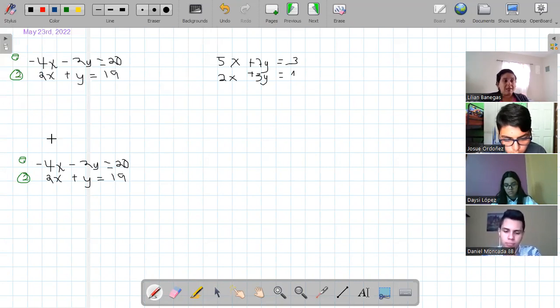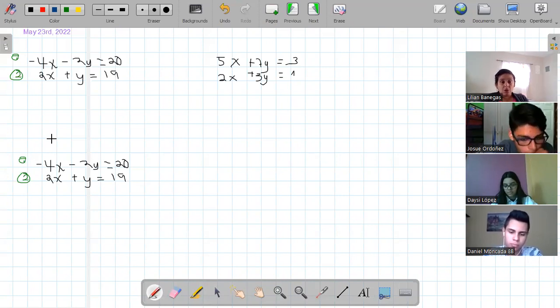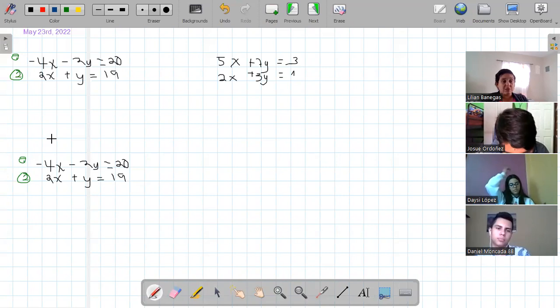Remember, we need to have one variable that has exactly the same number, but different signs. One positive, one negative. So we've got negative 4x minus 2y equals 20, and 2x plus y equals 19. Which variable would be easier to make them have exactly the same number, but with different signs?